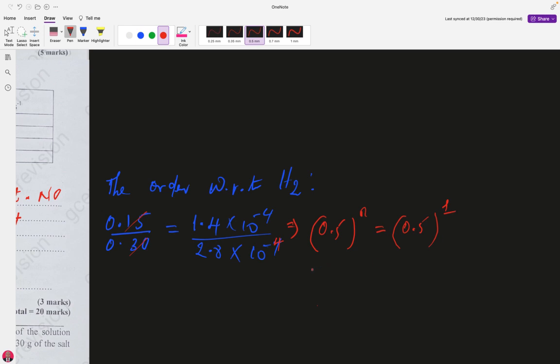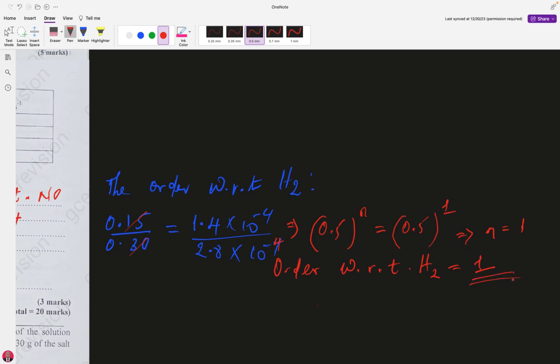So n is equal to 1. The order with respect to H2 is equal to first order, that is 1.